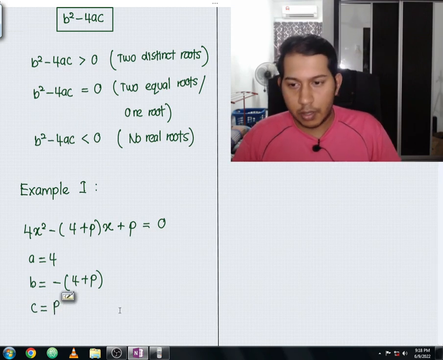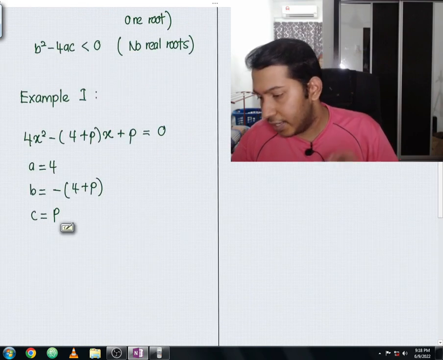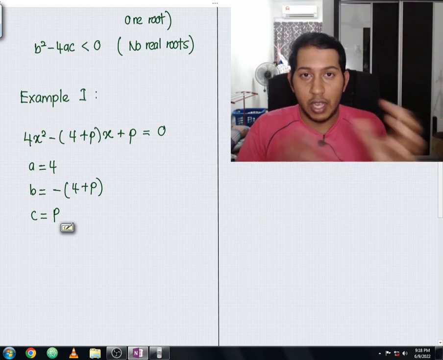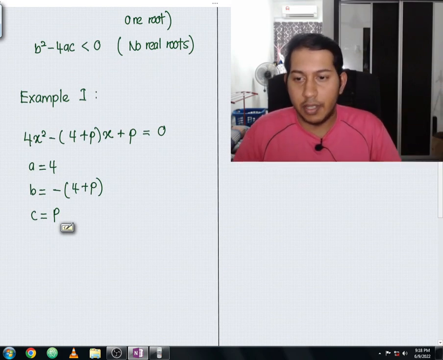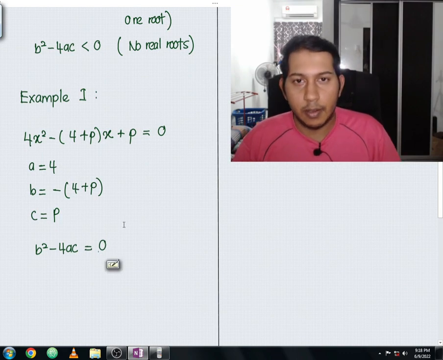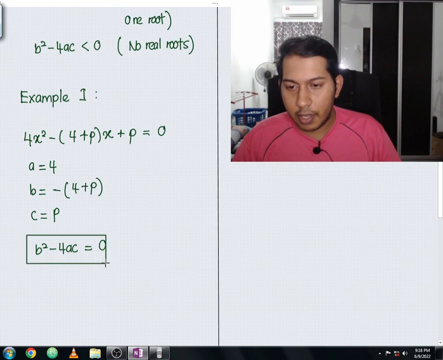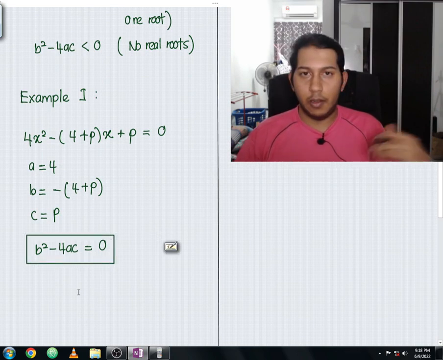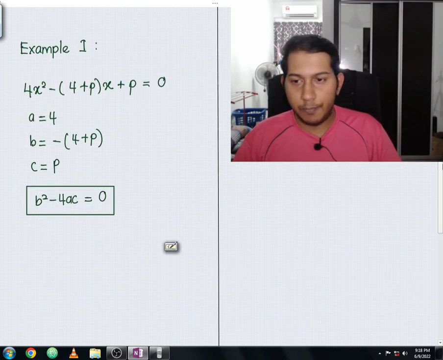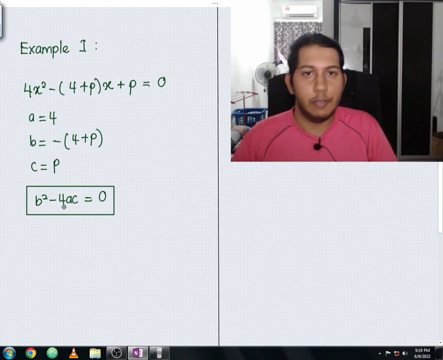Okay, so from here the question gave us the condition: has real and equal roots. Real and equal roots means that b square minus 4ac equals 0. Once you identify the condition and write down the equation, the rest is all a matter of working, guys. So now you substitute the coefficient values into this equation respectively.